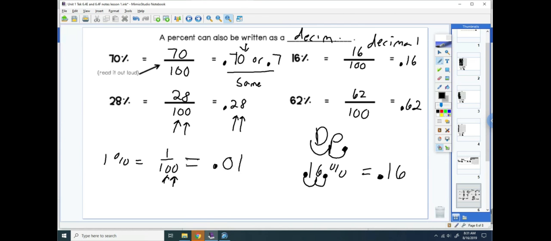And that's a quick, easy method to change decimals and percents. You'll hear that quite often in your other math classes: use the DP method, things like that. But if you don't like that, you can always remember 70%, 70 out of 100, and it's the same thing as 0.70 or 0.7. Okay, so let's move on.